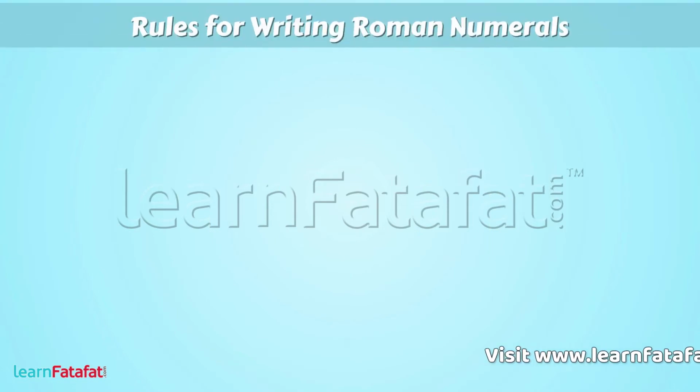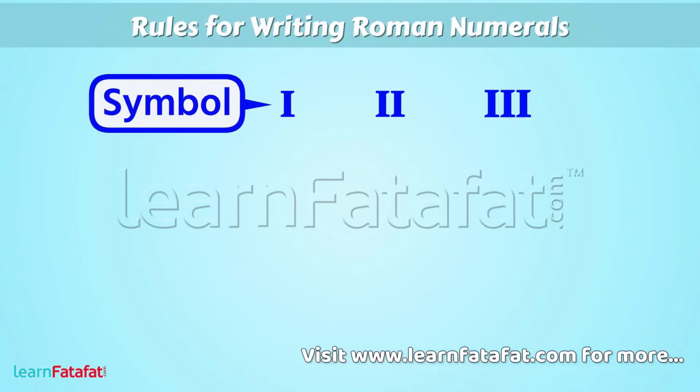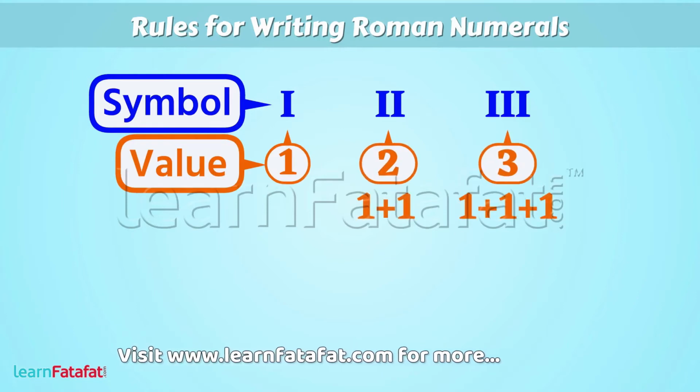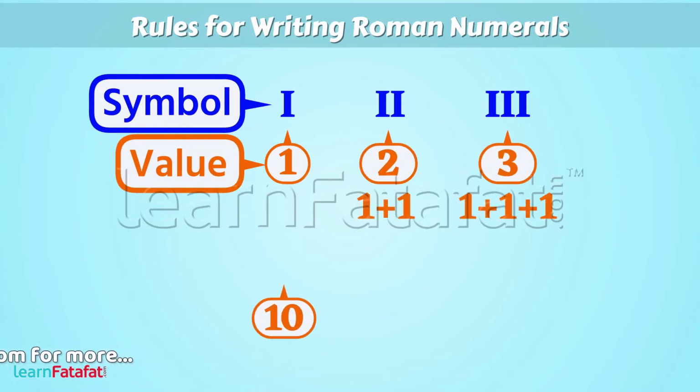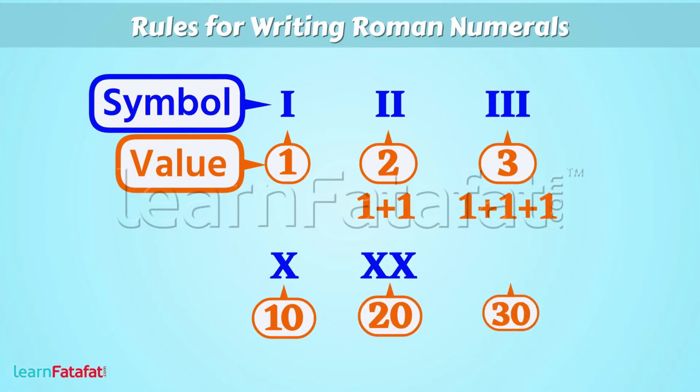Rules for writing Roman numerals. If a symbol is repeated, its value is added as many times as it occurs. For example, 10 can be represented as, 20 can be represented as, 30 can be represented as.